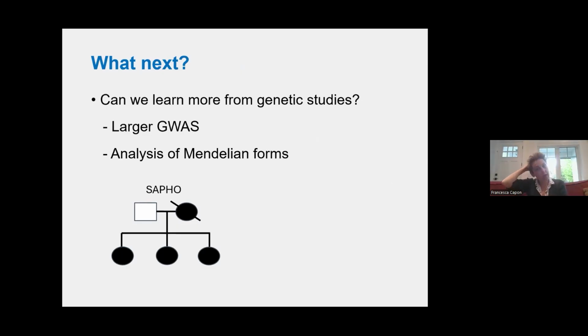Moving forward, I think we can learn more from genetic studies. We would like to do possibly larger GWASs, working in collaboration with other biobanks. And we've also started to look at Mendelian forms of the disease. For example, you can see here a small pedigree where 4 individuals are affected by SAPHO syndrome, which is an autoinflammatory condition where PPP occurs in conjunction with bone inflammation. And we have completed the whole exome sequencing of this pedigree and are looking at candidate gene studies.